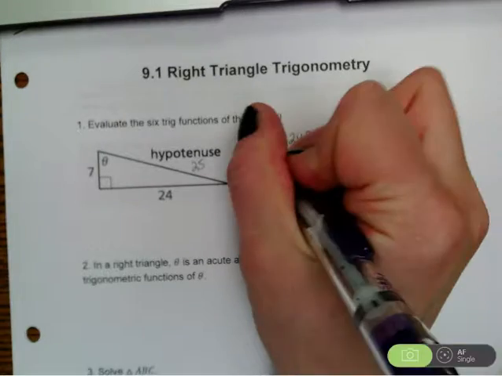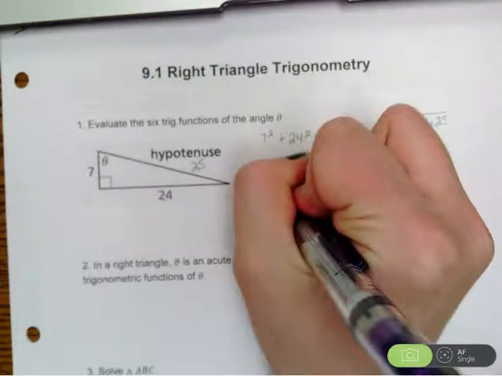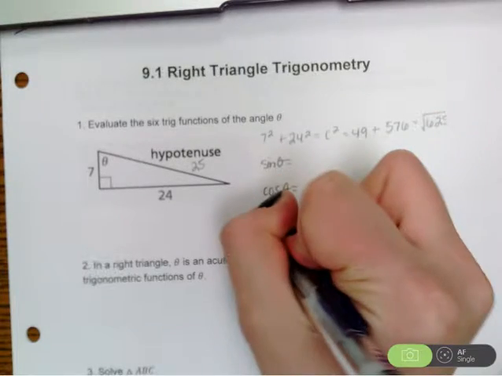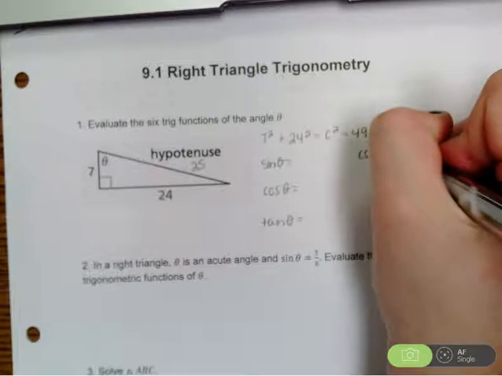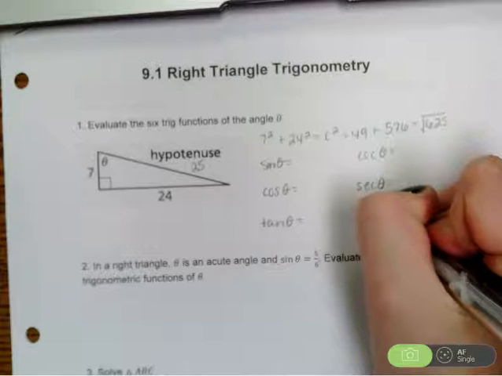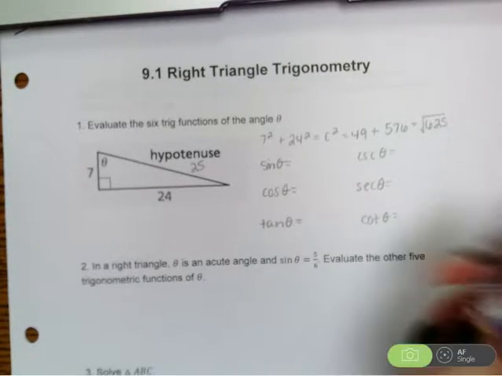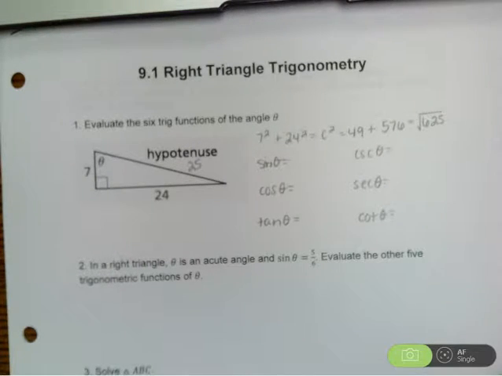So now we want to evaluate the 6 trig functions. We've got the sine, the cosine, the tangent, and then we've got the cosecant, the secant, and the cotangent. I find these 3 first, and then I go find those over there, because those are just inverses of ones that you already found.